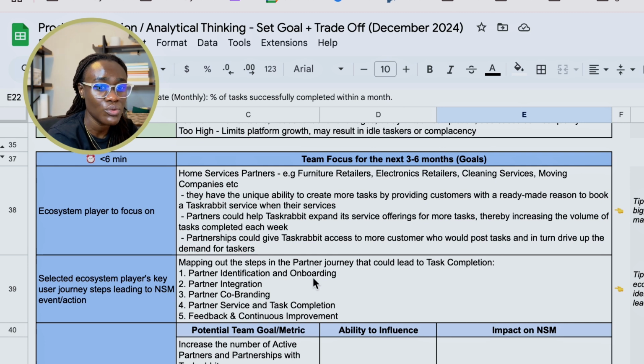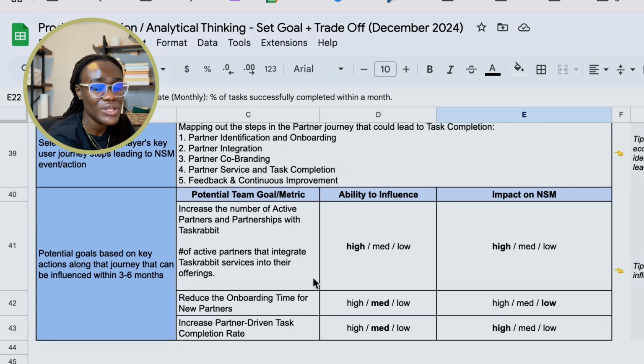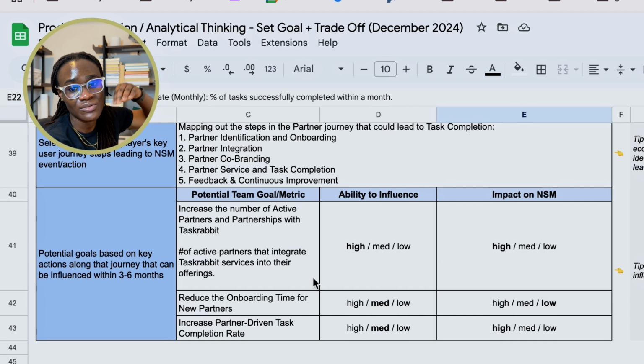So for this potential goal, the first thing I'm mapping out here is that we want to increase the number of active partners and partnerships with TaskRabbit, so that more partners means more potential tasks to be completed. We also want to reduce the onboarding time for new partners, such that when partners come in, within a click, they are already well integrated and well set up in TaskRabbit, and their customers are able to access TaskRabbit services as a complement to their services.